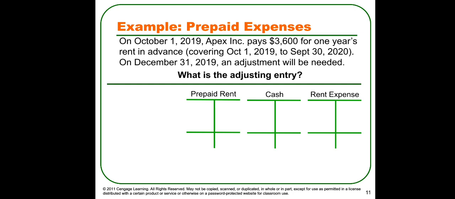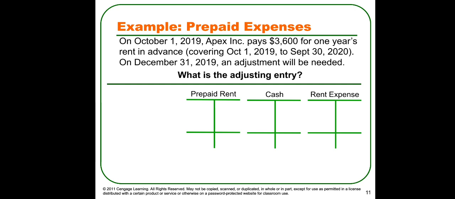Okay, this is the third type of adjusting entries. This adjusted entry is called prepaid expenses. Prepaid expenses is something like this. You pay an expense in advance. You pay the expense now, you do the expense in the future. So that is called prepaid expenses.